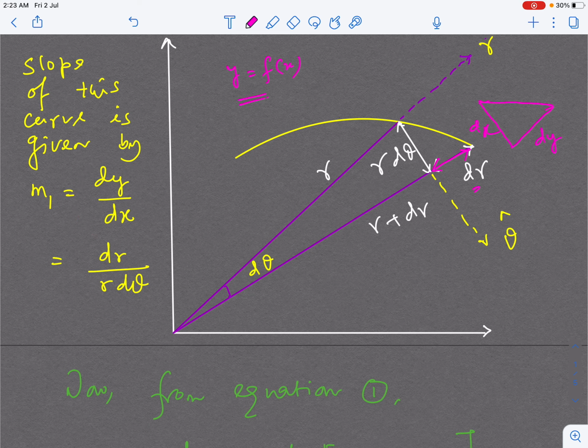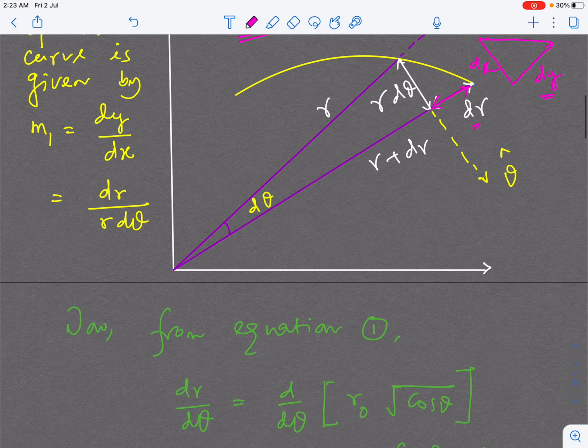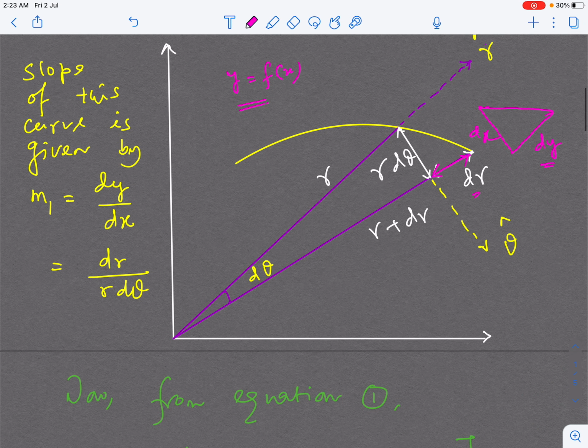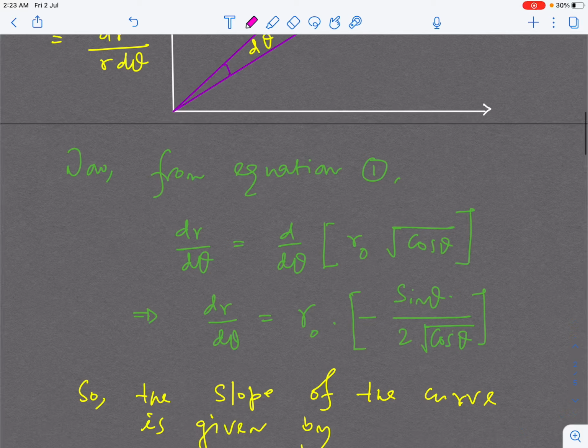So here dy value is how much? Dy value is coming to be dr, right, and dx is coming to be r d theta. So here we can directly write that slope is equal to dr by r d theta, although from spherical polar coordinates I could have directly written that slope is equal to dr by r d theta, but just for your understanding I have done this derivation. I have tried to make it as simplified as possible.